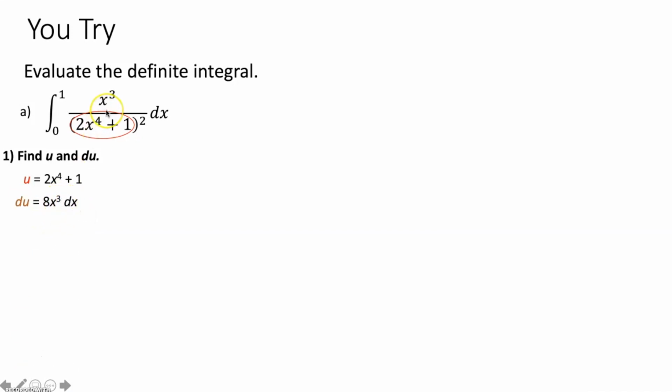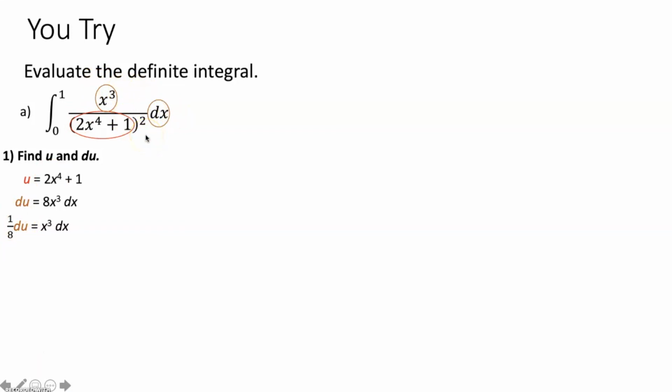Now note, in this problem, we do have an x cubed and a dx, but there is no 8. So anytime you have an extra constant over here, what you need to do is divide that to the other side of this equation, and we get 1/8 du is equal to x cubed dx. Remember, we can only substitute in for exactly what's there. So now, I can substitute this u in for 2x to the fourth plus 1, and I can substitute 1/8 du in for x cubed dx. Perfect, there's no more x's.